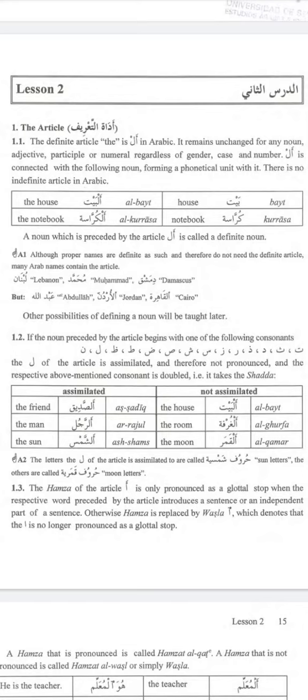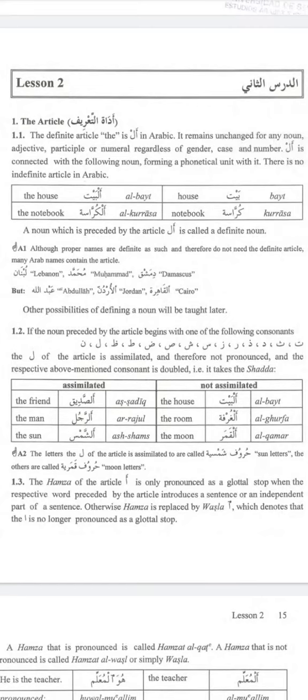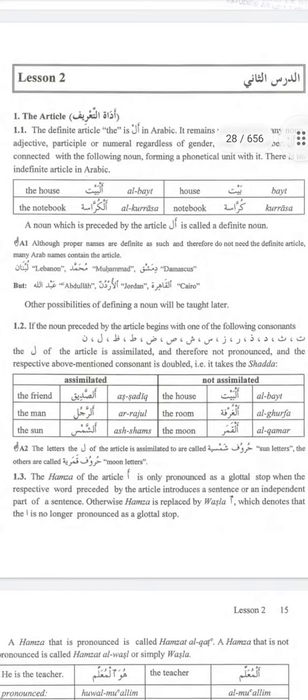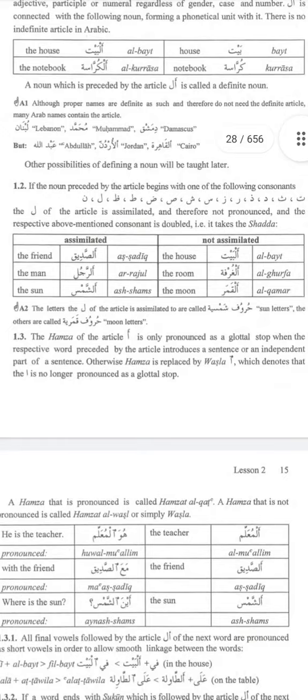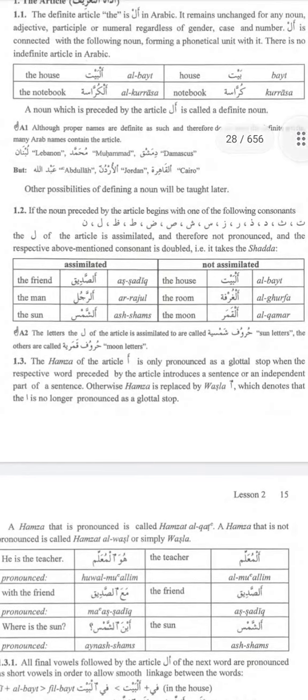So if the noun preceded by the article begins with one of the following consonants, the al of the article is assimilated and therefore not pronounced, and the respective consonant is doubled, it takes the shadda. So this part of the book is trying to tell you how to pronounce the definite article. There are two ways. There is the one you pronounce as if you are pronouncing al-qamar, the moon, and there is the one you pronounce as if you are saying ash-shams, the sun. Ash-shams means the sun.